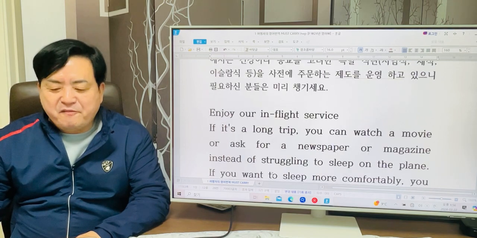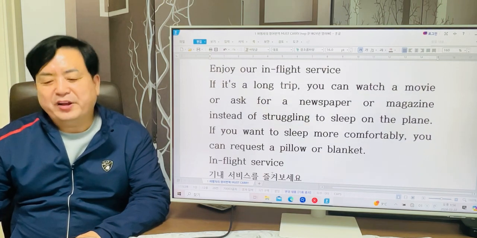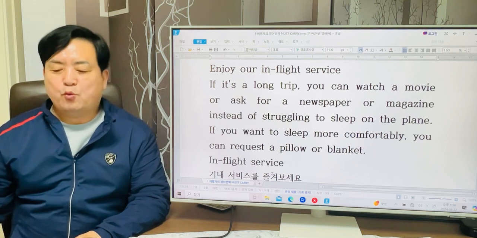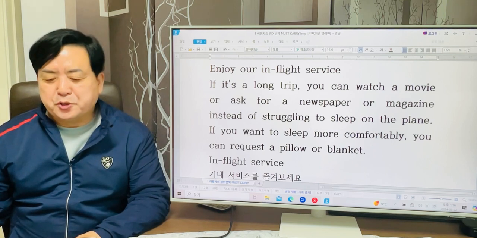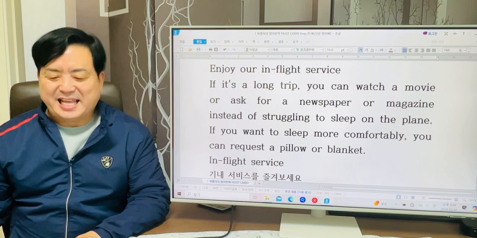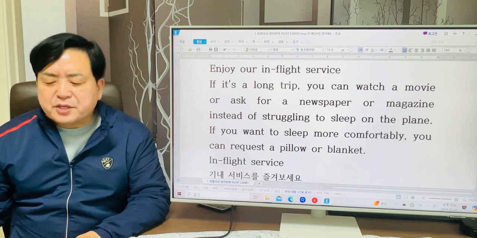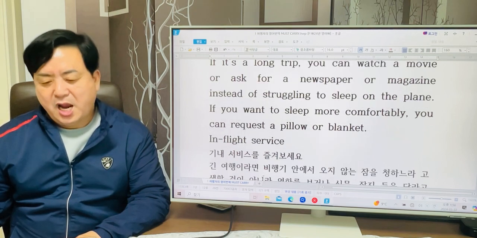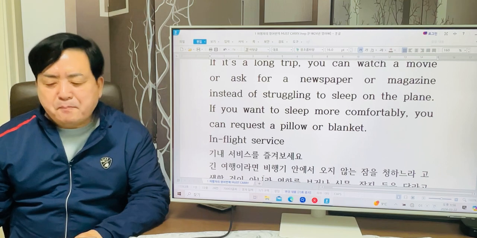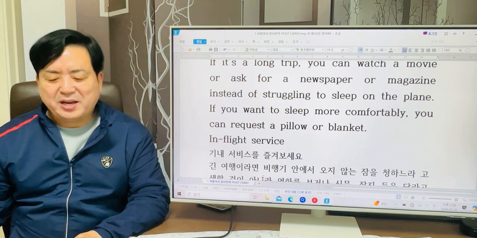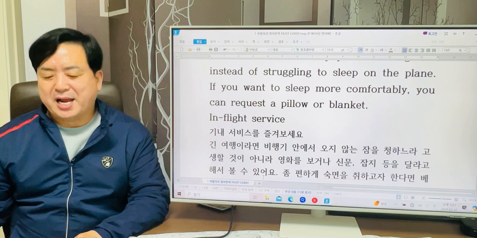Enjoy our in-flight service. If it's a long trip, you can watch a movie or ask for a newspaper or magazine instead of struggling to sleep on the plane. If you want to sleep more comfortably, you can request a pillow and blanket.